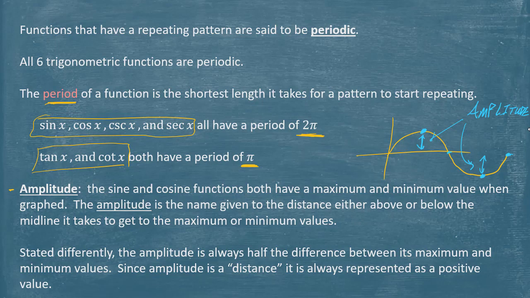If it helps, you could say double the amplitude is always how far the high point is from the low point. So if you know that it's a distance of 2 to get from high to low, then its amplitude must be half of that, or 1. But anyway, that's just some terminology that we have.